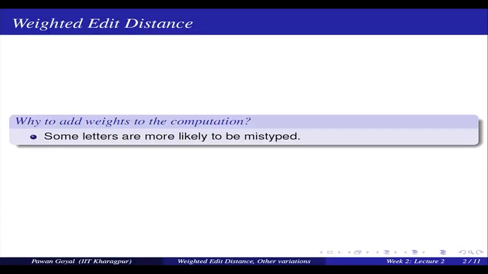So it is important to understand what kind of characters will have a lower edit distance and what kind of characters will have a higher edit distance. Can we somehow give a weight? This is the basic idea. Why do we need to add various weights to our computation? The idea is that some letters in a language are more likely to be mistyped than others. So let us take some statistics.